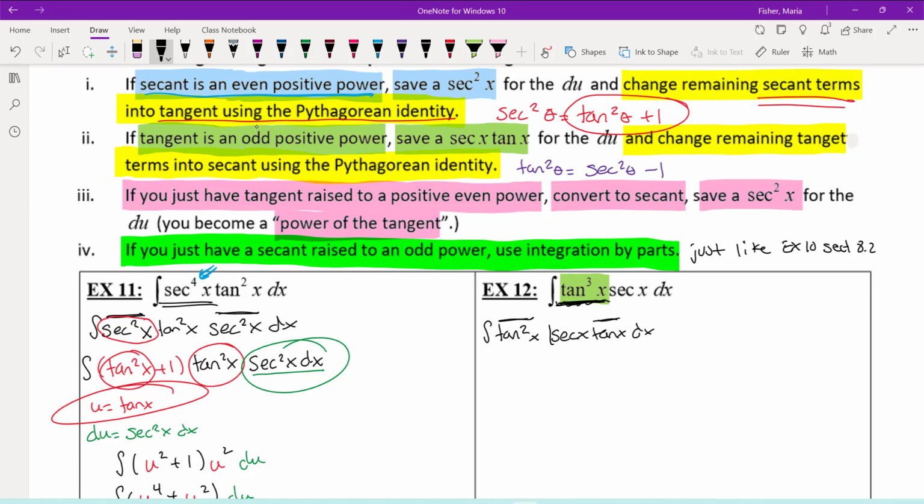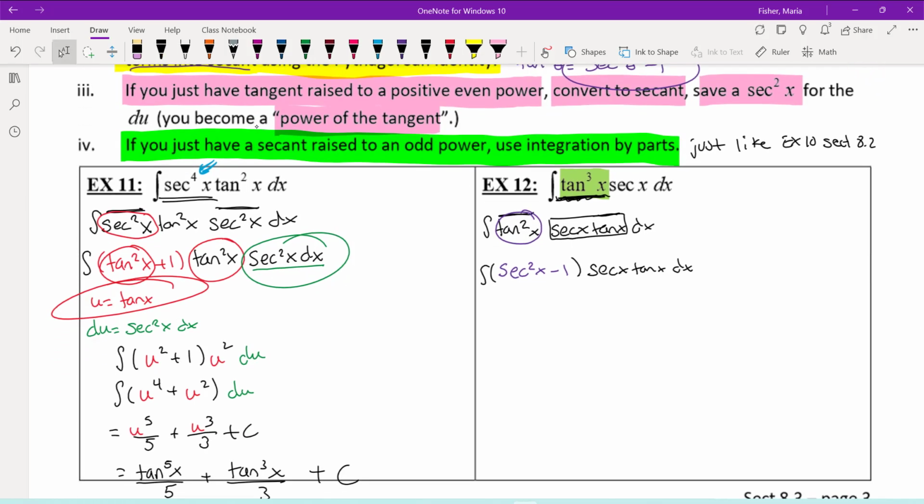Now that I've saved that secant of x, tangent of x, I have to change the remaining tangent terms into secants using the Pythagorean identity. So I know that tangent squared x is really secant squared x minus 1, so I can rewrite this as secant squared x minus 1. And this is still times the secant of x, tangent of x dx.